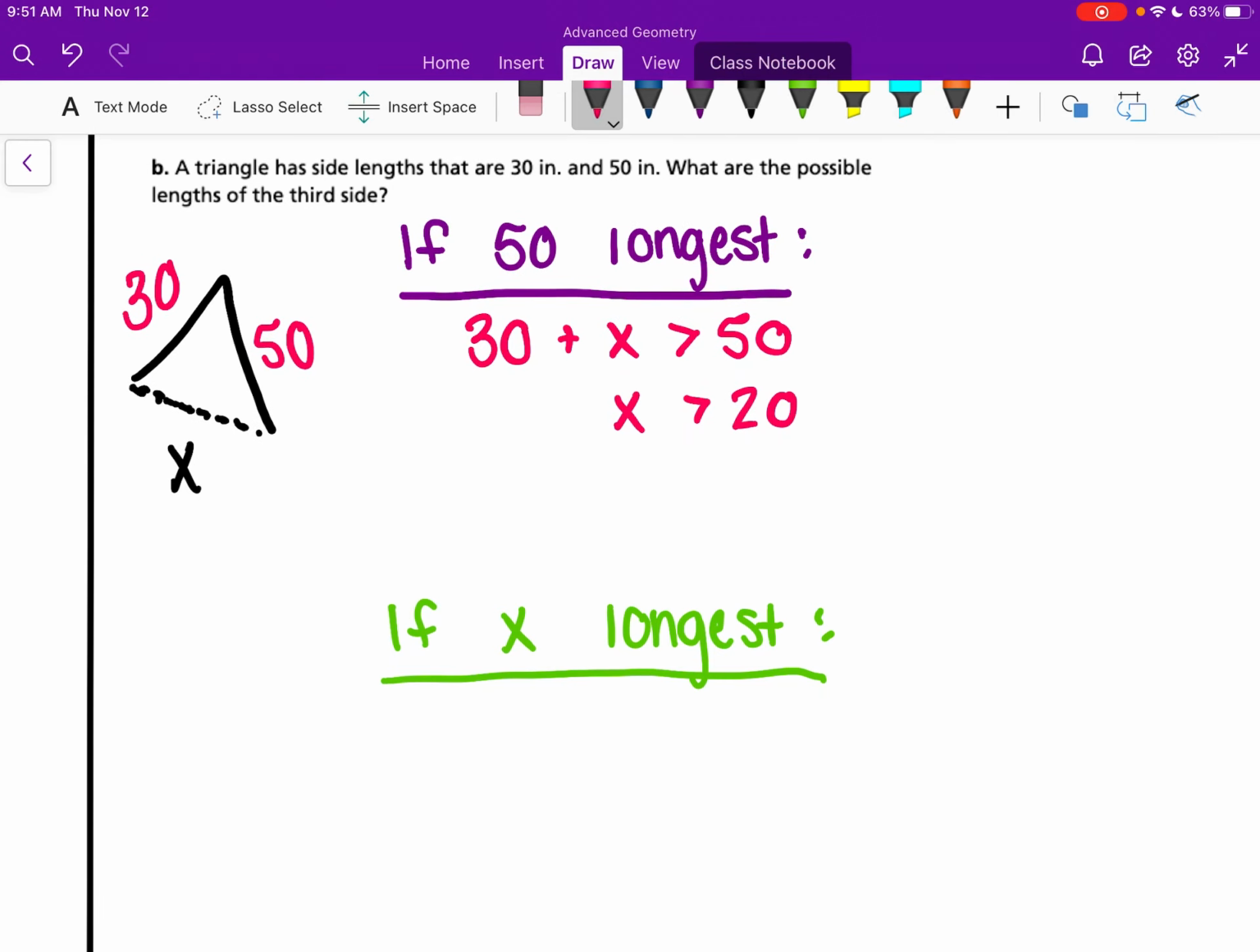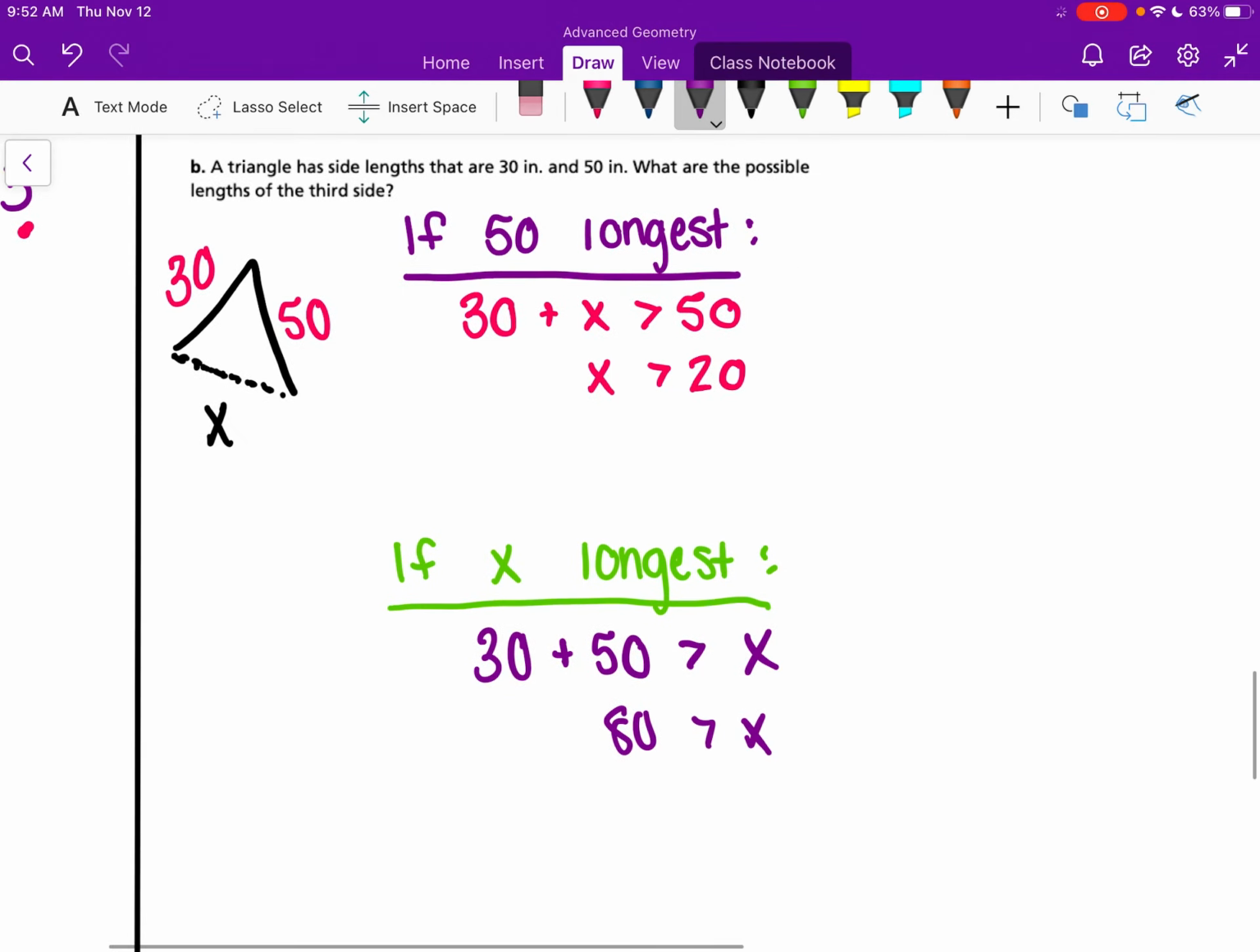Well, let's think about if our unknown side is the longest side. That means that 30 and 50 are the two shorter sides. So we would have 30 plus 50 has to be greater than our unknown, because in this case the largest is that unknown side. So if we add 30 and 50, that's 80, which has to be greater than that unknown. And if I want to write this as a range, remember you can reverse your inequality, so it's the same thing as x is less than 80.